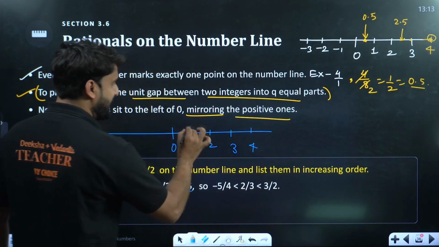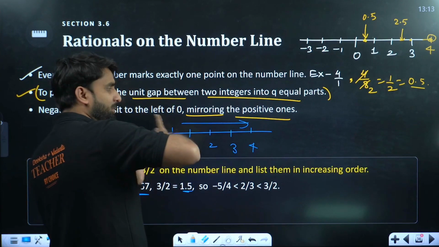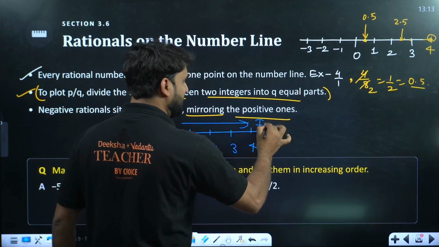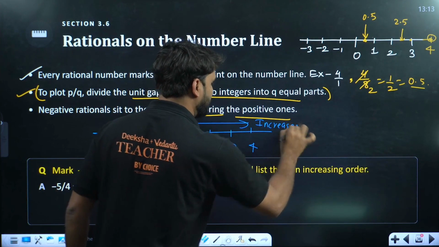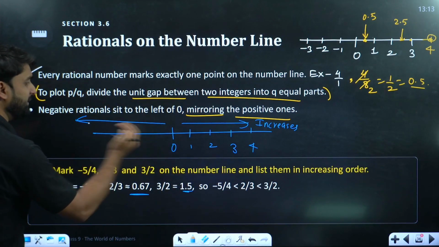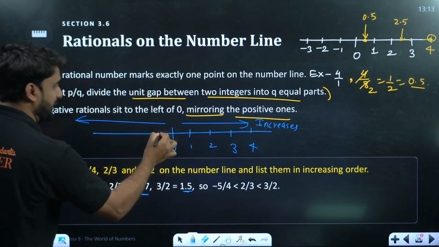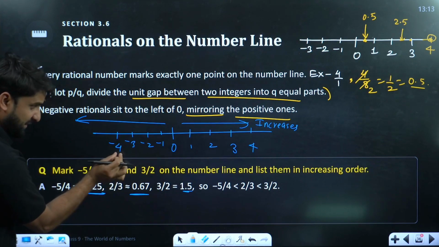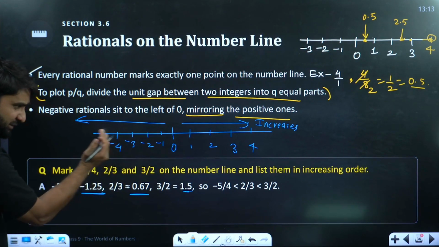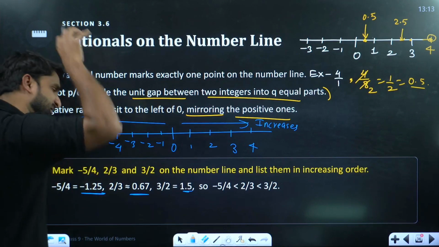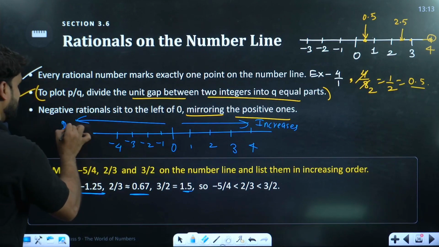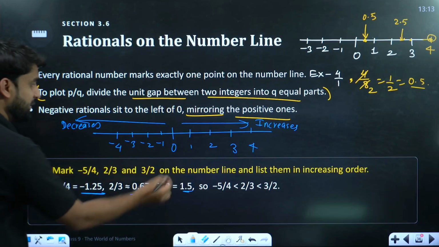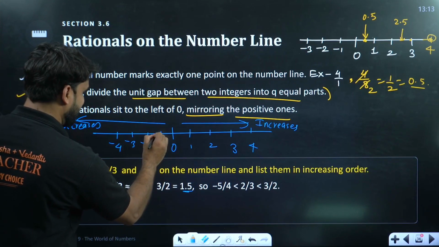You all know, as you move from 0 left to right side, the number increases because the positive values are increasing. But as you move from right to left, all the values are negative, and negative values have greater mathematical value. It means that when you move right to left, the number decreases. Now if you plot minus 1.25, it will come somewhere here.